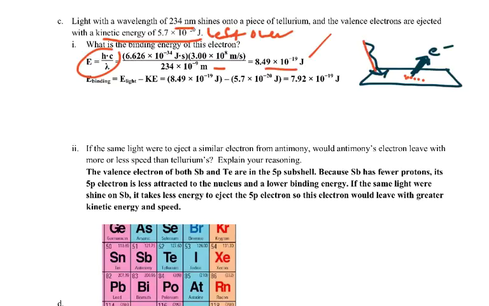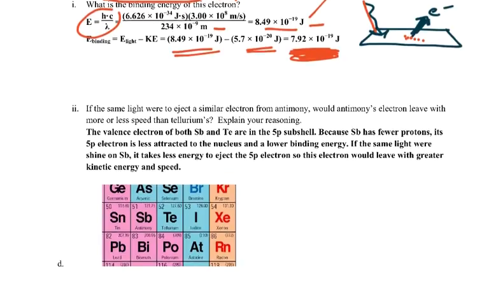And then we say, well, the binding energy is the energy that goes in minus the leftover energy. So there's the energy that went in. Here is the leftover energy, the kinetic energy. So subtract those two, and that's where we get that value, and that is the binding energy, the energy the electron must have been held on to in the tellurium metal.